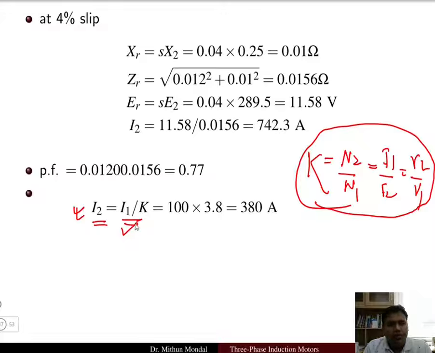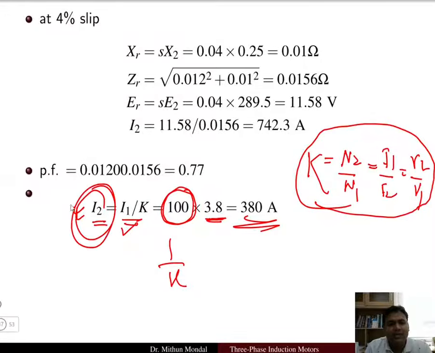So we have the value of I1, which is 100 ampere. It is given in the problem, multiplied with 3.8 because it is 1 by K. So 1 by K is 3.8. So multiplied with 3.8, you get 380 ampere as the current flowing in the rotor circuit when the supply line current has to be kept fixed at 100 ampere.